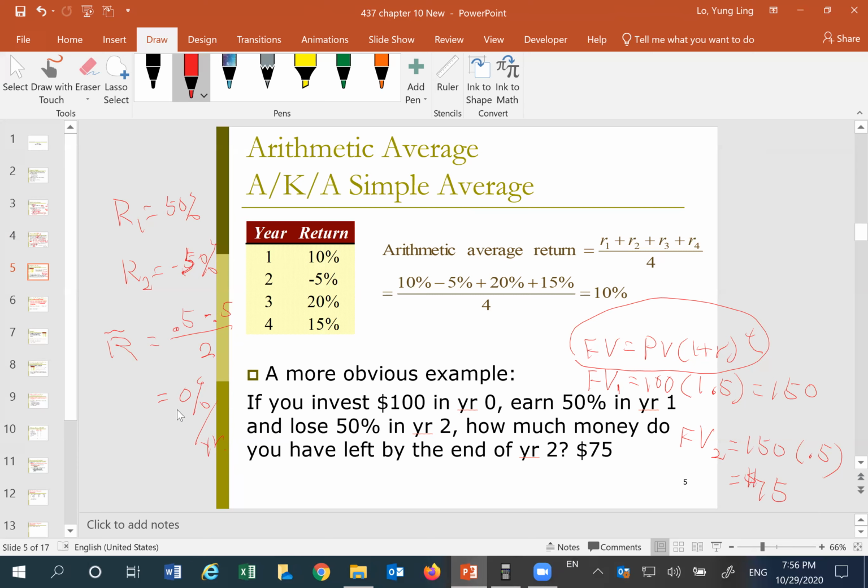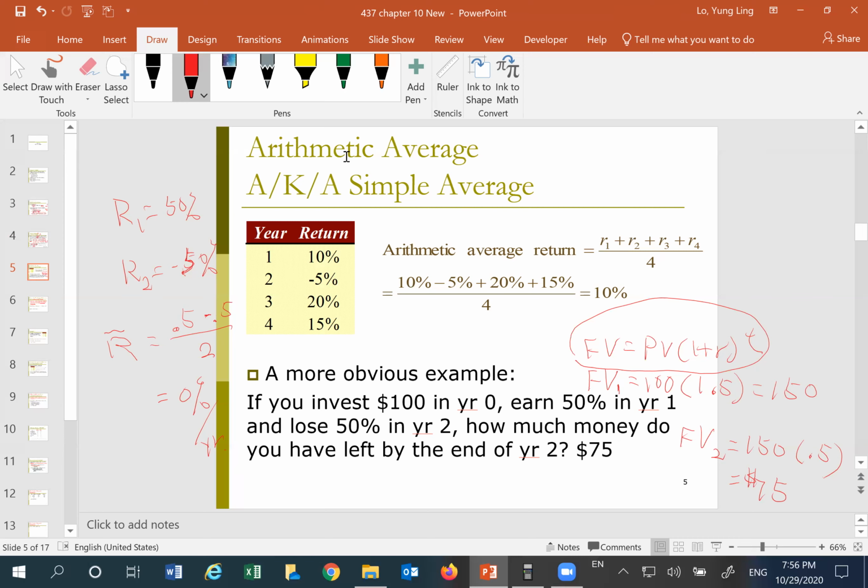0% return per year times 2 years, 0% times any years is still going to be 0%. Okay, so that's misleading, but specifically, the arithmetic average will make you look better than you are actually doing. So the conclusion is that arithmetic average cannot accurately measure wealth change.